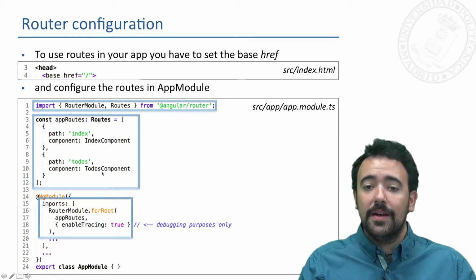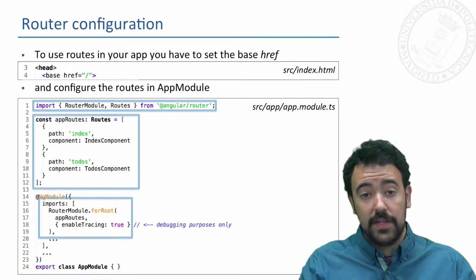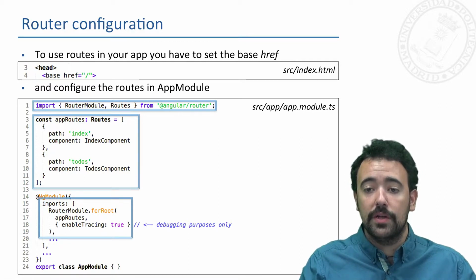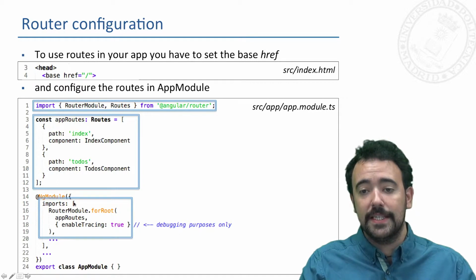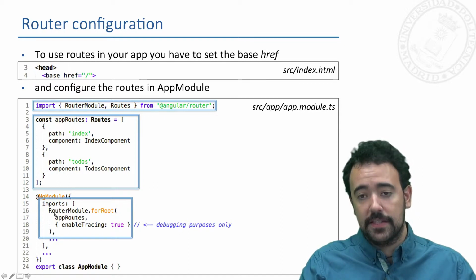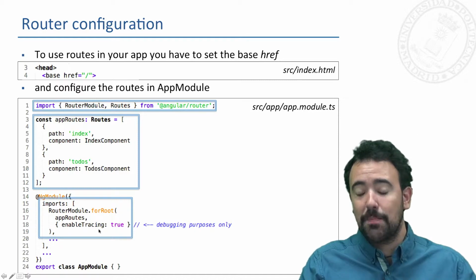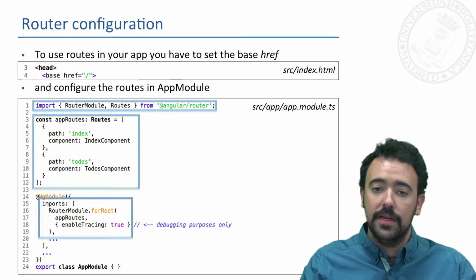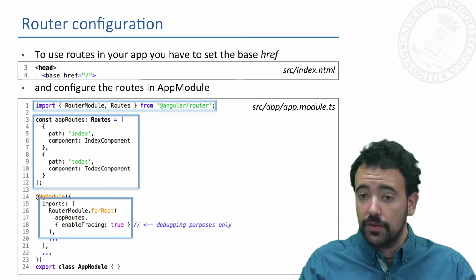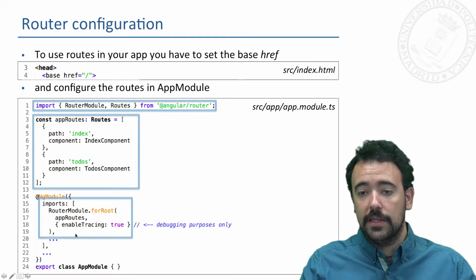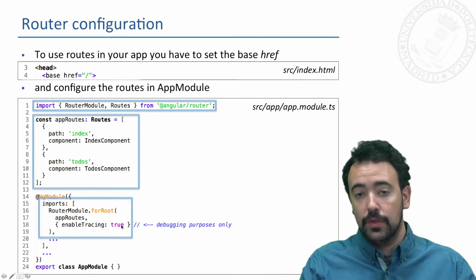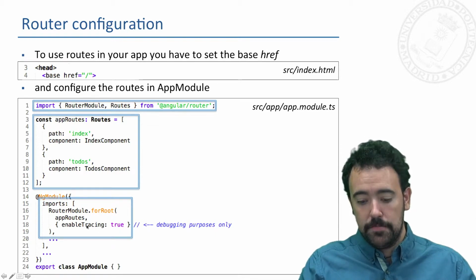Finally, in the imports array of this application module, we have to include the router module following the format you can see here in this slide, okay? If we want to enable tracing and display some information about this routing in the web browser console, we can include this enable tracing to true in the configuration.